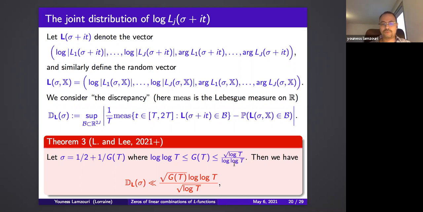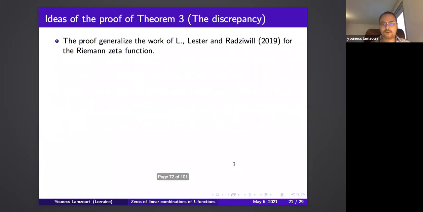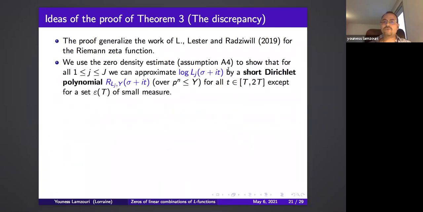So the proof is a generalization of a result of mine with Steve Lester and Maxime Radziwiłł from 2019 that we proved for the Riemann zeta function. And basically it goes as follows. Here are some ideas quickly. Recall this assumption A4, the zero density estimate, which puts most of the zeros to the right of one half. We use this estimate to approximate the log of the L-functions by short Dirichlet polynomials.